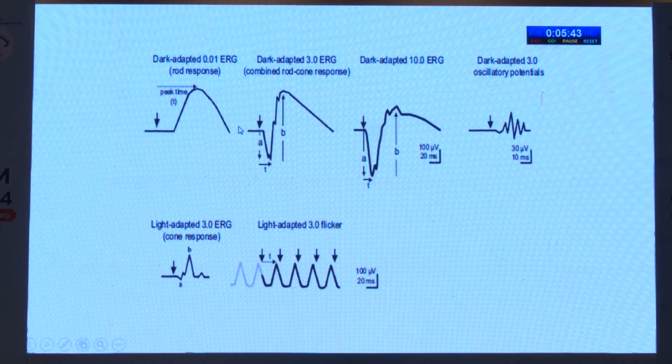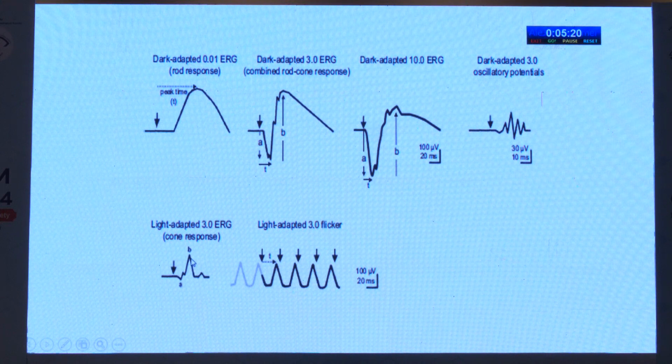Once we record the dark adapted state, we shift the patient into a lighted condition. There he is light adapted for 15 to 20 minutes, and the same test is repeated. For the light adapted waveforms, we get two graphs. These are the 30 hertz flicker waves seen in the light adapted state, and here also an A wave and a B wave.